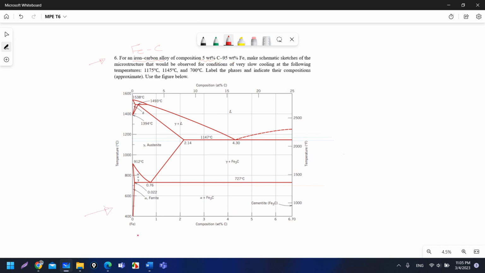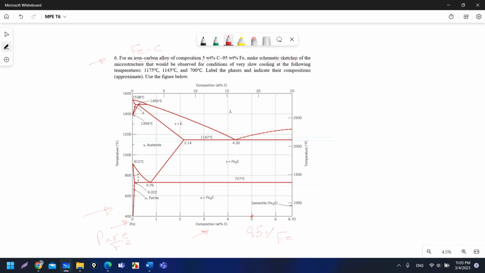In this phase diagram, here we have 5% carbon. This x-axis represents the composition of the carbon. So 5% carbon or 95% Fe. Okay. Here 0% carbon means it is pure Fe, pure iron.